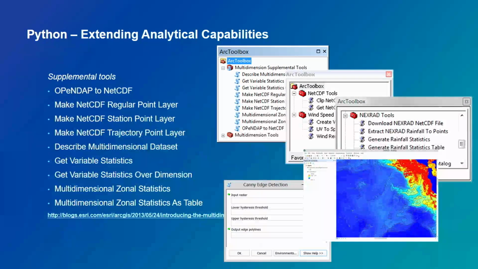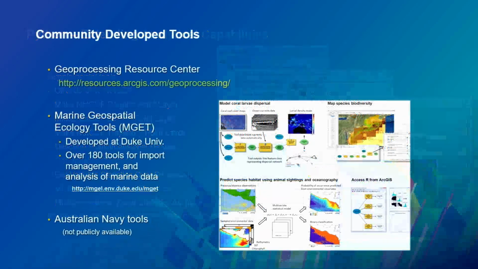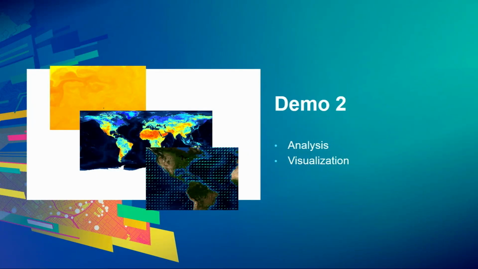We have created some sample tools. There are many more out there that you can use, and we do it, other people do it. There are communities that create lots of tools, like the MGET toolset. They have more than 180 toolsets. The Australian Navy created one, and many other agencies create them. We don't have them, but I know they do. Right. With that, I'll hand over to Sharmishta again to show you how to do some analysis.